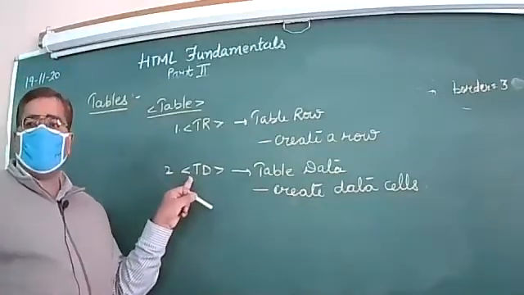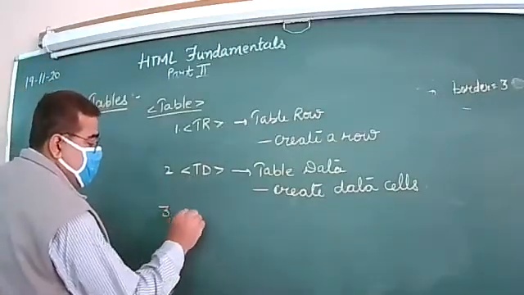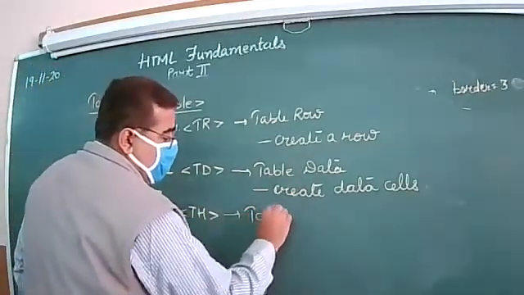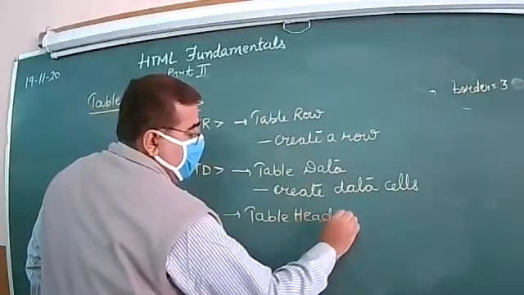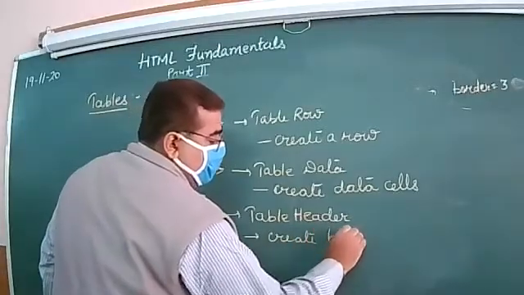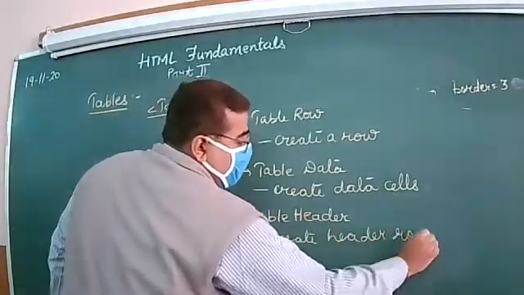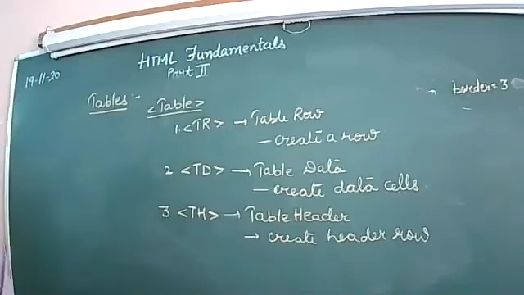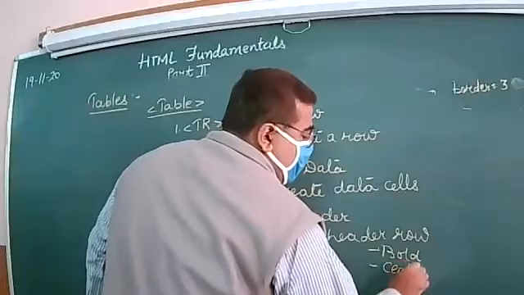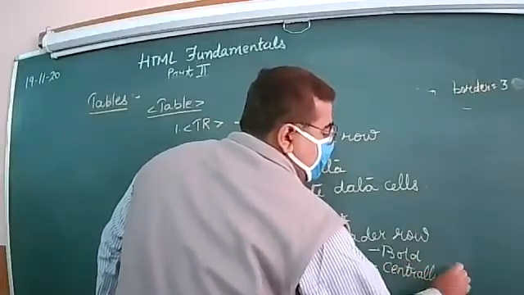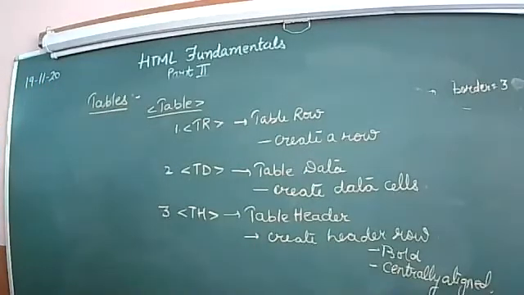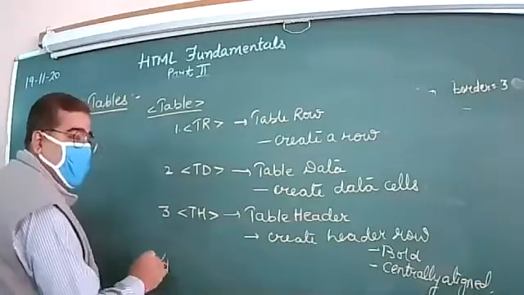The next is TH, table header. What is the role of TH? To create the header row. The header row will automatically be bold and centrally aligned. Clear? Then the fourth basic tag is caption.